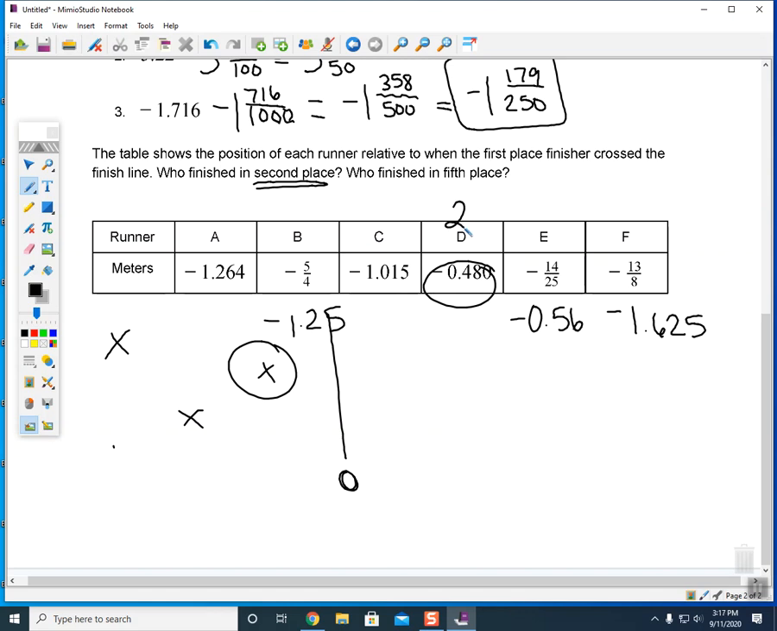So I'm just going to go in order and see where all of these players came into play, right? So that came in second. Player E came in third, right? Fourth, looks like it was player C that came in fourth. Fifth place is going to be player B. Sixth place looks like player A. Seventh place is player F. So, second place was player D, fifth place, player B. And that is all for 2.1.